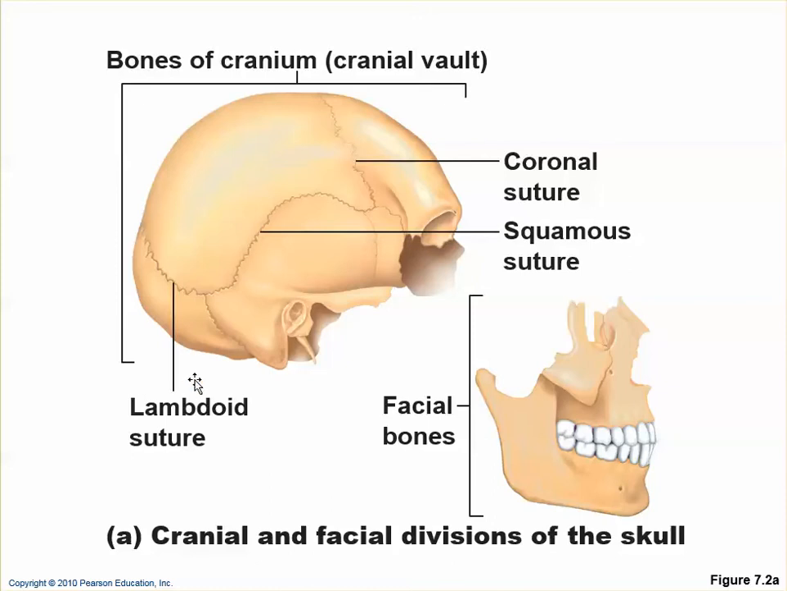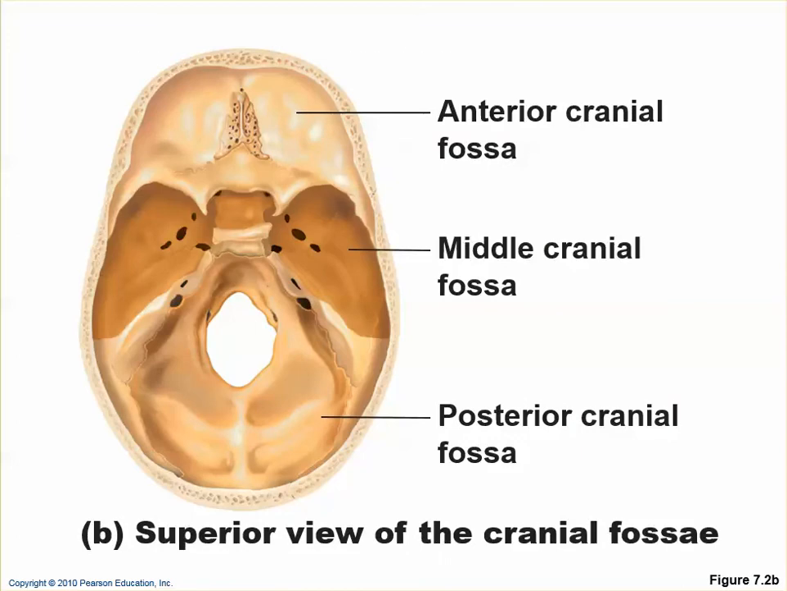This runs in the coronal plane. Squamous means flat, so this is in the flat part of the bone. Lambdoid means the letter lambda, which is like an upside down L, and we'll see it in a second. When we look at the base of the cranium, you'll see that up in your forehead, it's fairly shallow. It's called the anterior cranial fossa. There's a slightly deeper one called the middle cranial fossa, and then down in the base of the skull is the posterior cranial fossa.